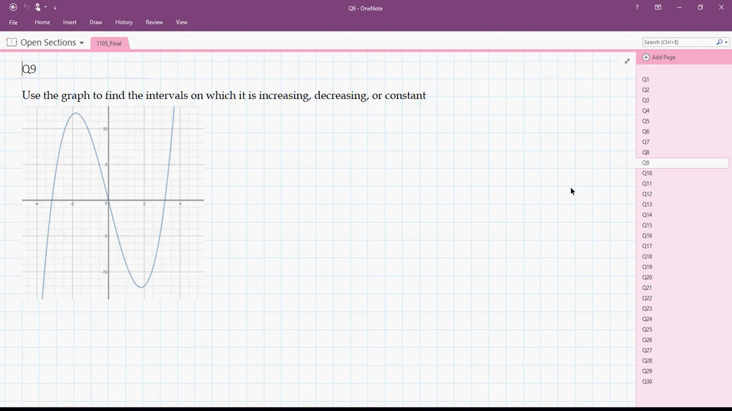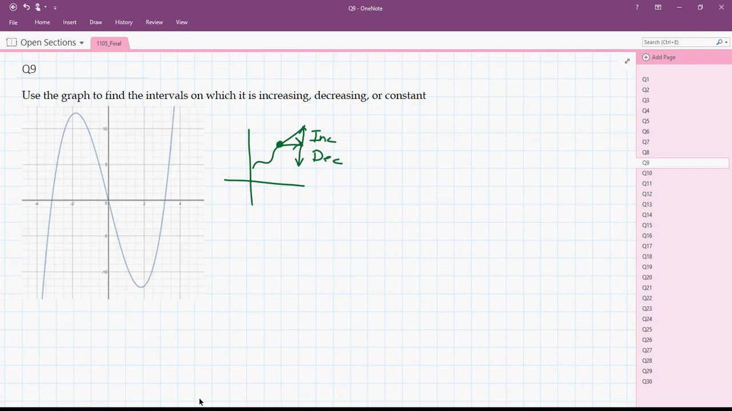So for question 9, it's asking, given the following graph, find the intervals where it's increasing, where it's decreasing, and where it's constant. So definition-wise, if you look at any point on the function, you want to read it left to right. If you pick a point, and then go to the right, and see what you have to do to get back to the line: if you have to go up, then it's increasing. If you have to go down, then it's decreasing. But always go to the right, and then see whether you have to go up or down to get back to the function.